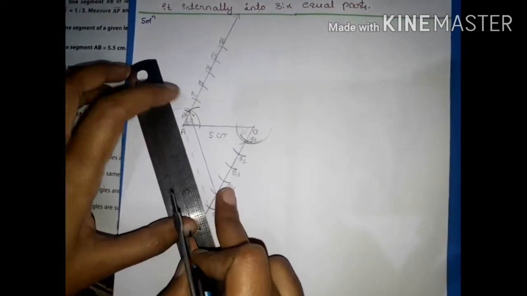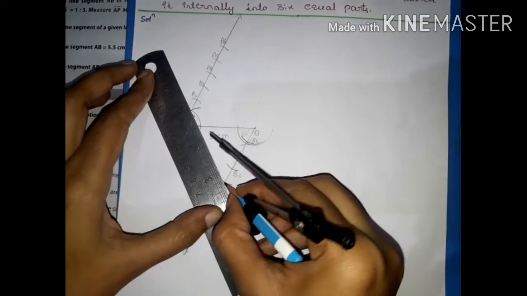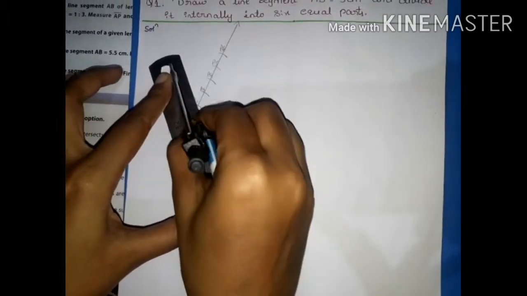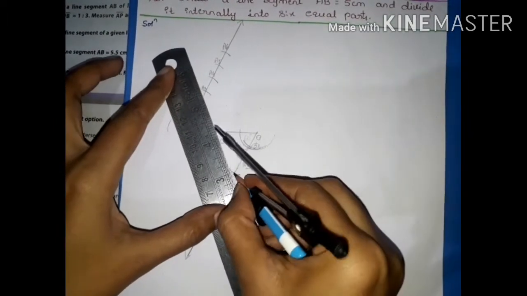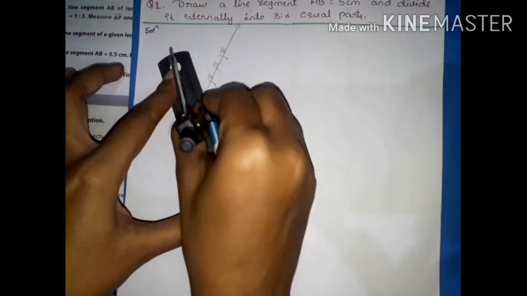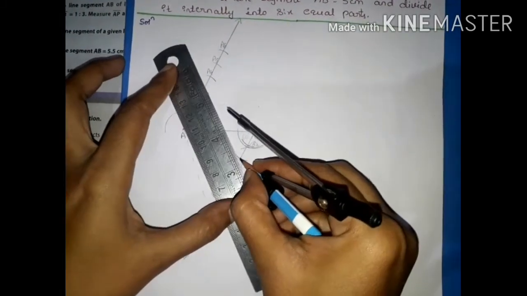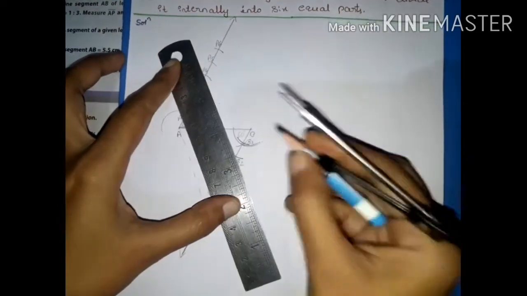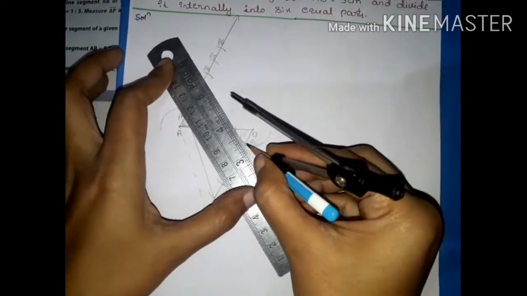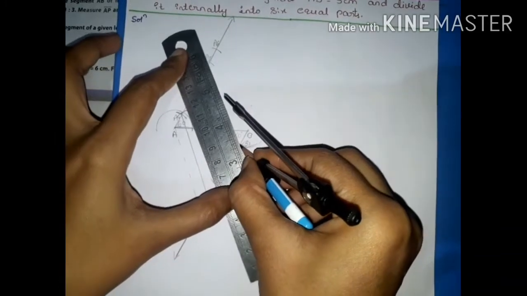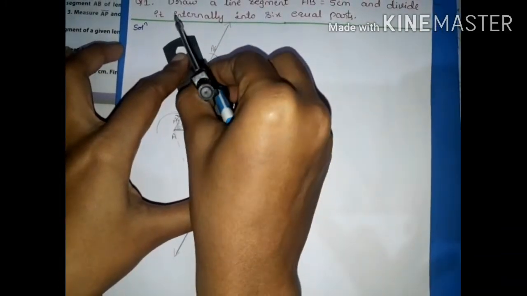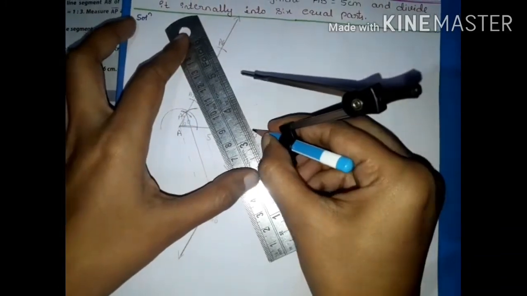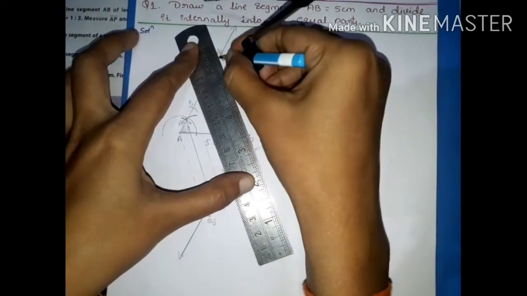Similarly, B4 to A2. Join B4 to A2. Next, B3 to A3. B2 to A4. B1 to A5. Last, B to A6, dotted line.